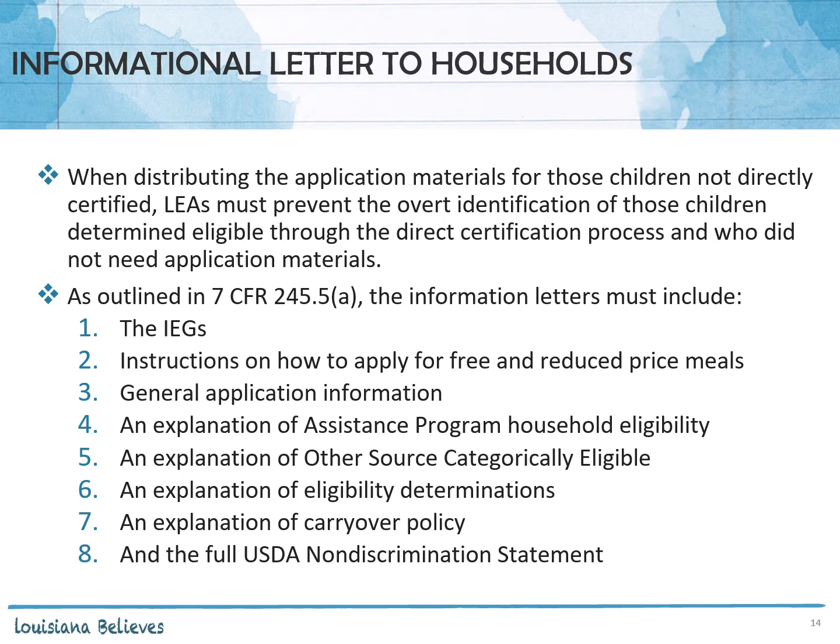Categorical eligibility for free meal benefits is extended to all children in a household when the application lists an assistance program's case number for any household member, and households with any member who is currently certified to receive assistance program benefits may submit an application with abbreviated information as indicated on the application instructions. Number 5, an explanation of other source categorically eligible. Households with children who are categorically eligible through an other source categorically eligible designation may be eligible for free benefits and should contact the school or LEA for assistance in receiving benefits.